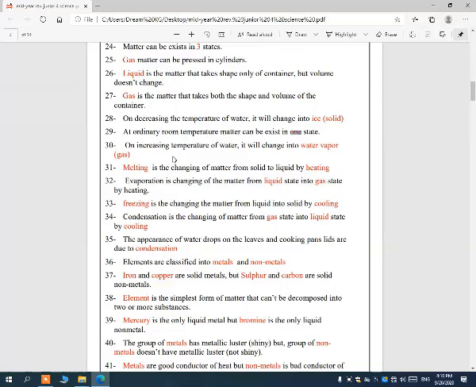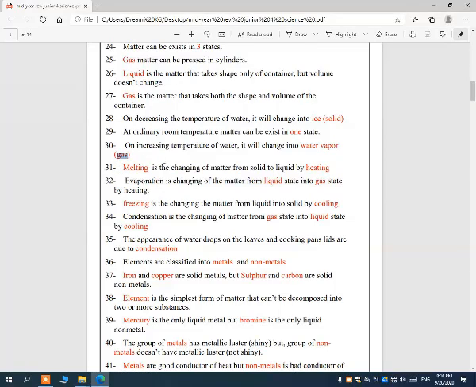Number 30. On increasing the temperature of water, we said that equals heating. So in 29, decrease the temperature equals cooling, and increase equals heating. When you increase the temperature of water, it changes into water vapor or gas. So when I heat the water, it will change into water vapor or gas.